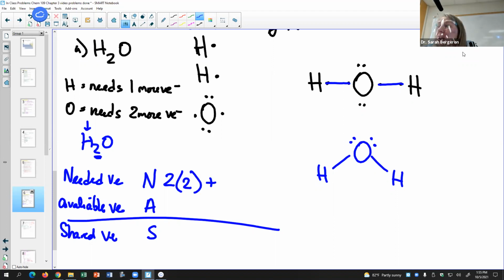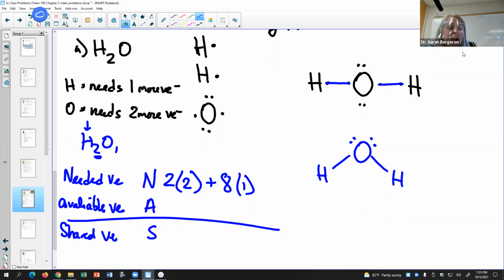Oxygen needs how many to be happy? Total. Most elements will say this. 8, right? Most need a complete octet. Hydrogen's kind of funky and it doesn't. How many oxygen atoms do I have? Only 1, because there's no subscript, so it's understood as 1.